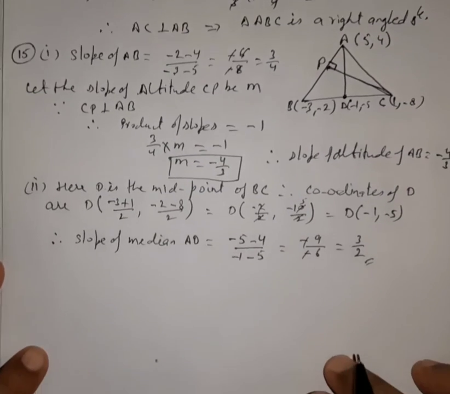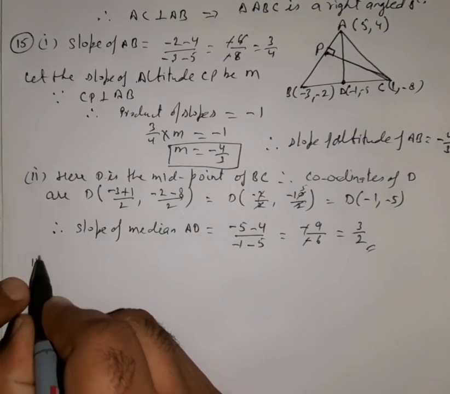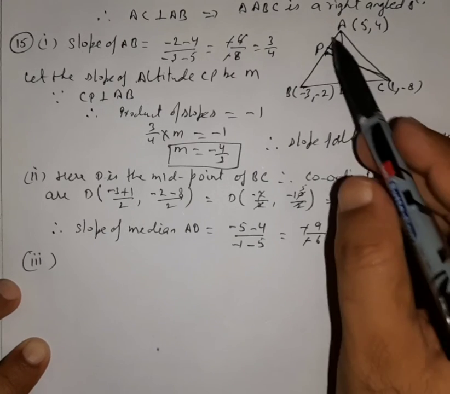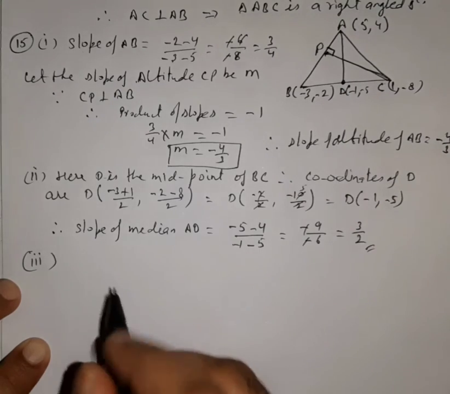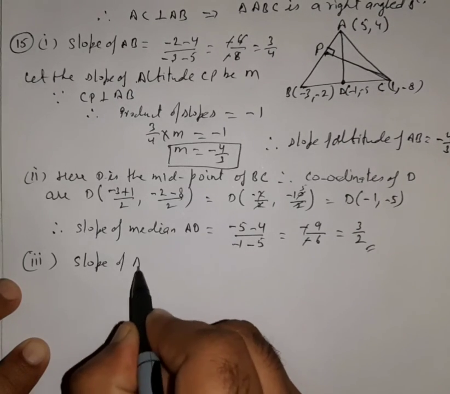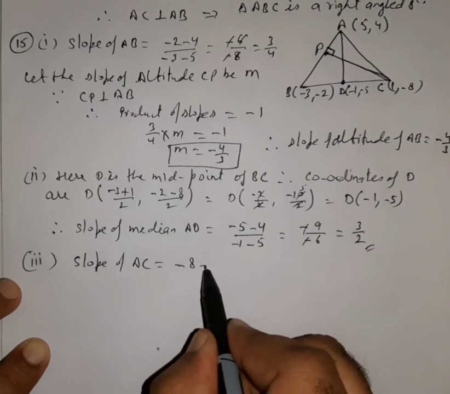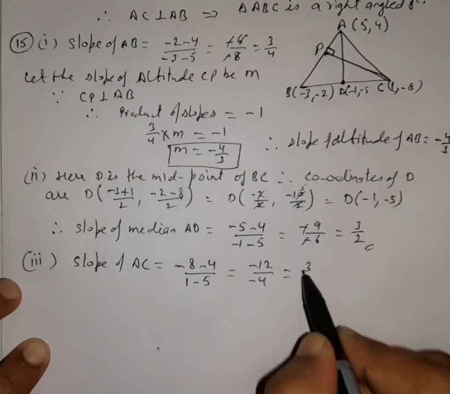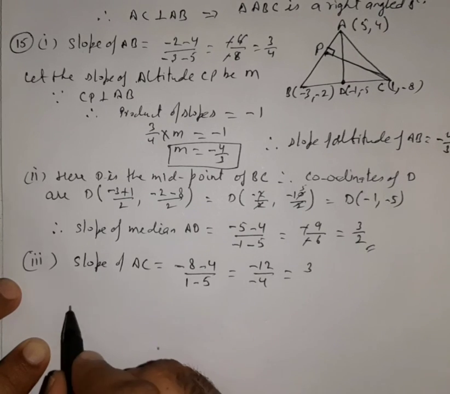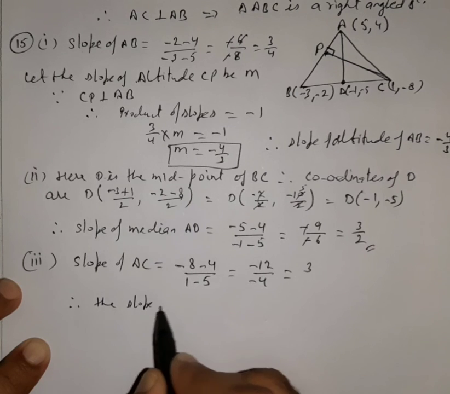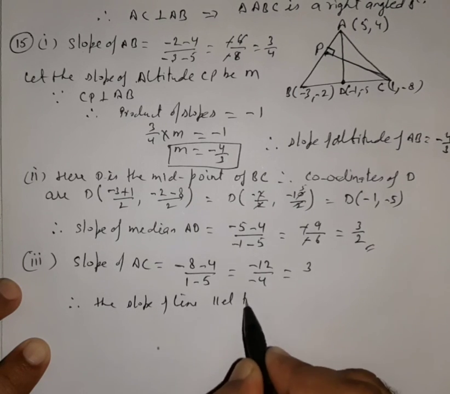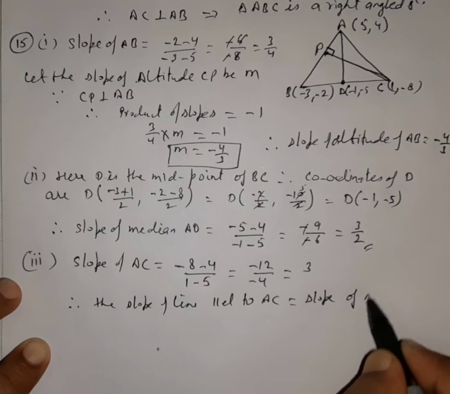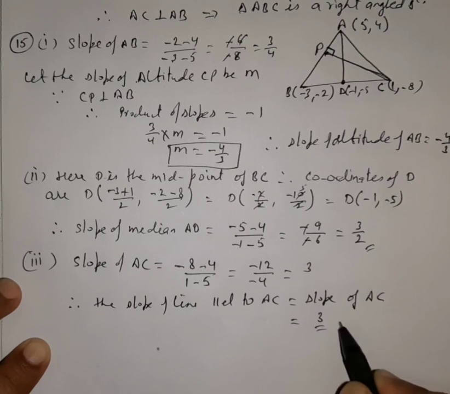Now in the third part we have to find the slope of a line that is parallel to AC. The line that is parallel to AC will have the slope of AC. So now I'm finding the slope of AC. That will be equal to minus 8 minus 4 over 1 minus 5, so minus 12 over minus 4, which is equal to 3. Therefore the slope of a line parallel to AC will be the same as that of AC. So the answer is 3.